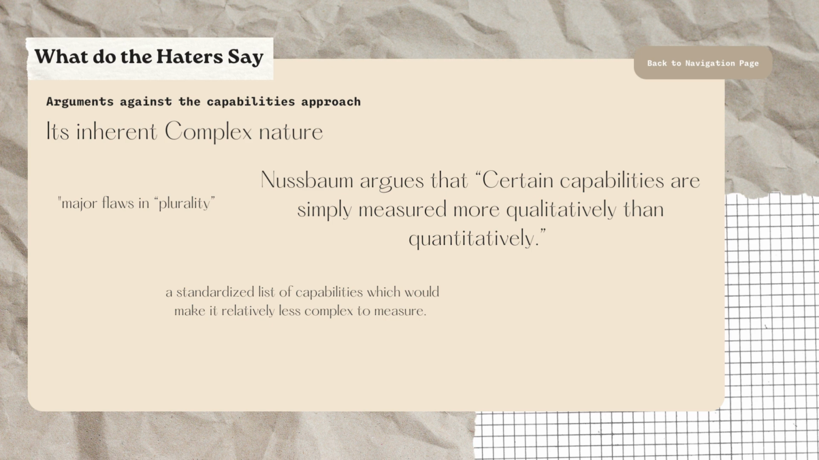One of its major flaws is plurality. If every individual's essential functionings are relative, this makes quantifying the amount of people who are unable to have basic capabilities met exponentially harder. However, we believe that Martha Nussbaum's theory of the 10 central capabilities could address this issue of complexity. Her argument partially accounts for the difficulties in calculating capabilities under Sen's plurality method, as she introduces a standardized list of capabilities which would make it relatively less complex to measure. Although this is not a solution to the complexities in measuring poverty with the capabilities approach, or could even be considered crude, Nussbaum argues that certain capabilities are simply measured more qualitatively than quantitatively.